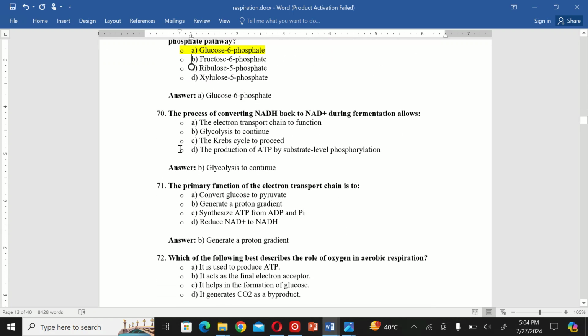The next MCQ is: the process of converting NADH back to NAD plus during fermentation allows A. the electron transport chain to function, B. glycolysis to continue, C. the Krebs cycle to proceed, and D. the production of ATP by substrate level phosphorylation. So the correct option is B.